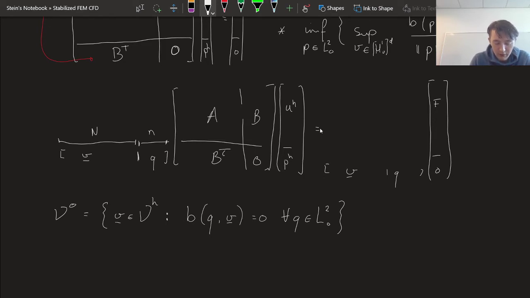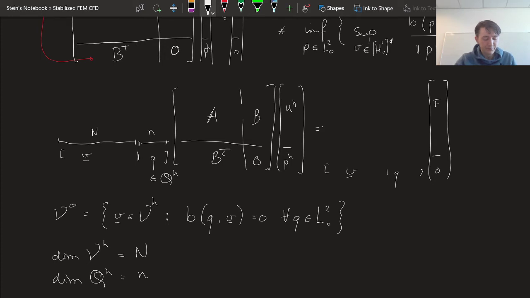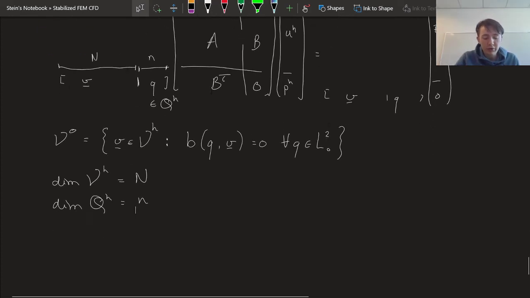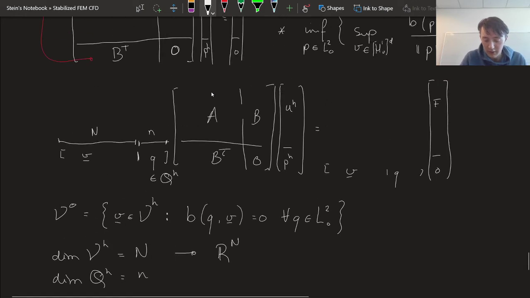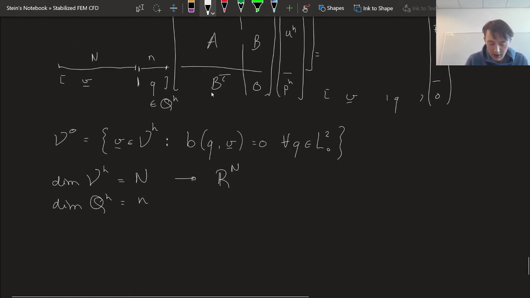Let me also now write the space. This is going to be the discrete space, VH, so the dimension of the discrete space VH is going to be equal to capital N. And now I'll use Q for the space of pressures. That means the dimension of QH is going to be equal to the small n. So in this discrete representation, we can say this is going to be the set of all real-valued N-dimensional vectors, that's this vector, and similarly this one is R to the small n, that's this vector.